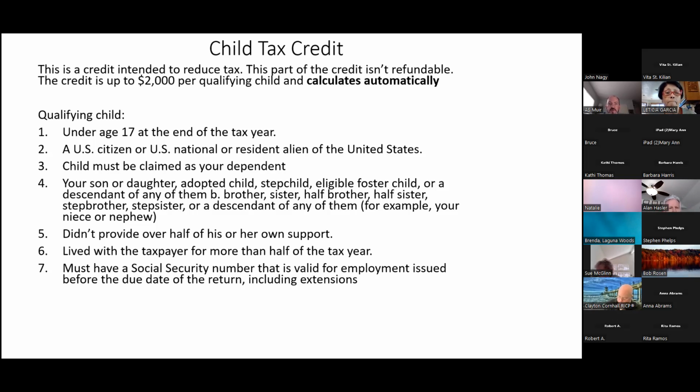But on item number 4, you can see a laundry list of dependents. It could be an adopted child. It could be an eligible foster child, or it could be what is called a lineal descendant. And so that would be like your granddaughter, your grandson, something like that.